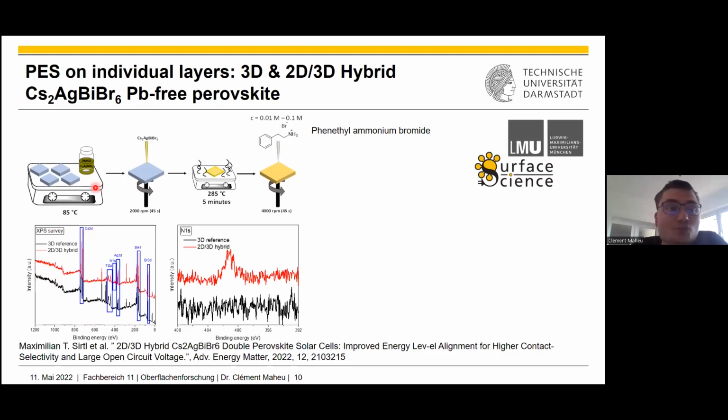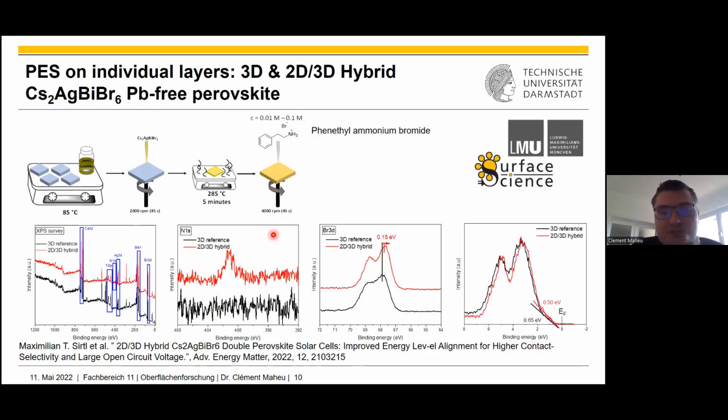Here it's cesium, so you can say, okay, I measure the lead-free perovskite that I'm supposed to measure. And what was interesting was to see that when you look at the core level nitrogen 1s orbital, you get some electrons coming out in the case of the 2D, 3D hybrid, meaning that you have nitrogen, and this comes from the spacers that you put here, the nitrogen atom. So that was one additional proof that on this sample, you succeed to have this 2D layer.